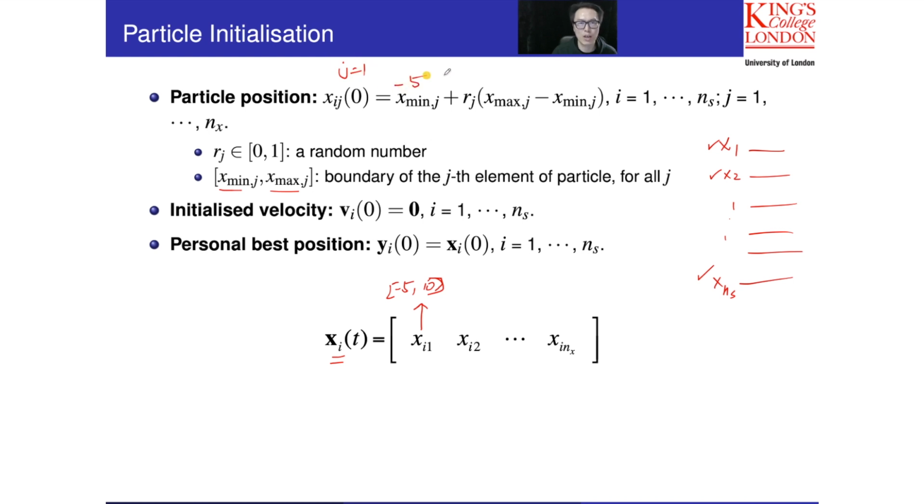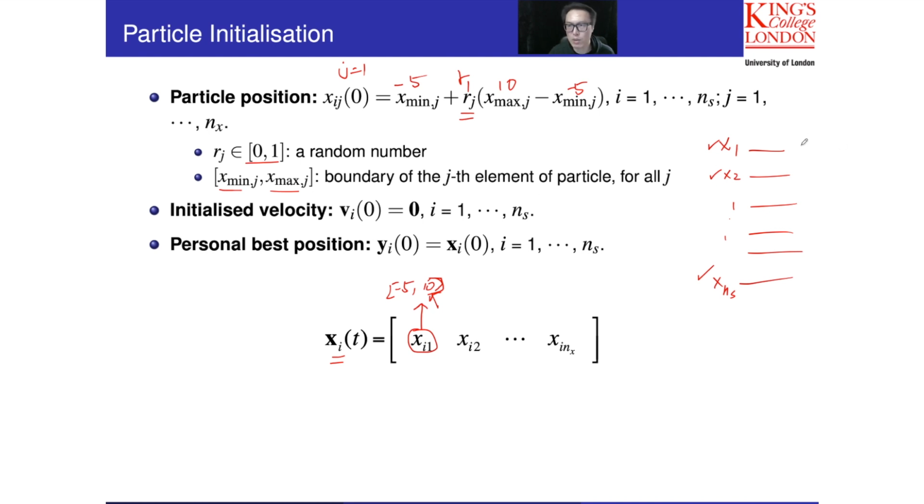This is -5, and then rj, that is r1, is a random number in the range of 0 to 1. X max is 10 according to this example, and then this one is -5. So what we are going to do is just generate a random number right here. Using this expression, we can make sure that a value for xi1 is generated between -5 and 10. So we go through all the components and all the population, and then we can generate the initial population or initial swarm.